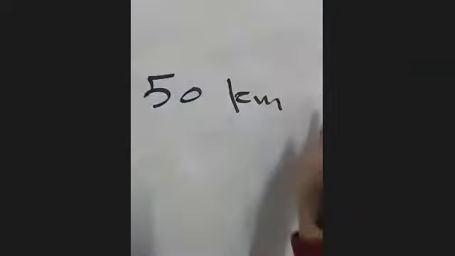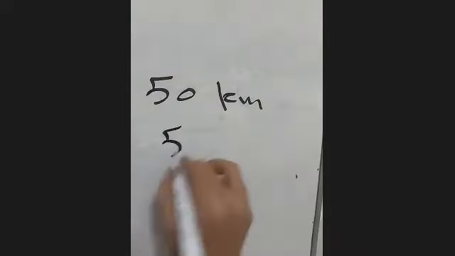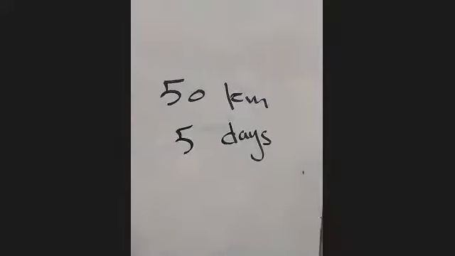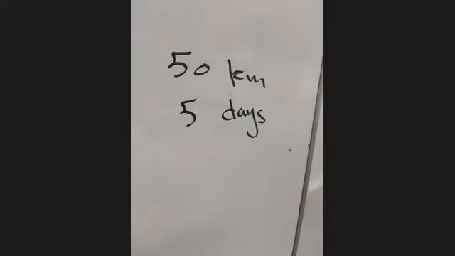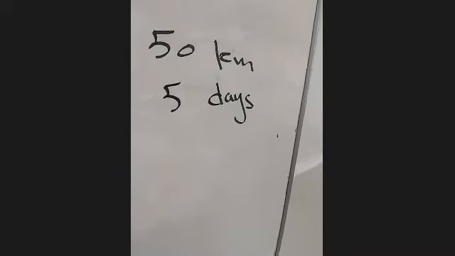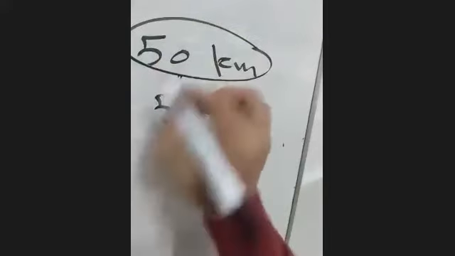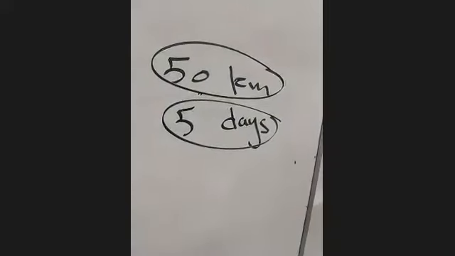Now, if the total distance is 50 kilometers, and you will drive or walk or bike, whatever, for 5 days, can you tell me how many kilometers you will do in each day? We will write X over 5. The total distance you need to go is 50 kilometers and you have only 5 days. How much each day will you cover? What will you do?